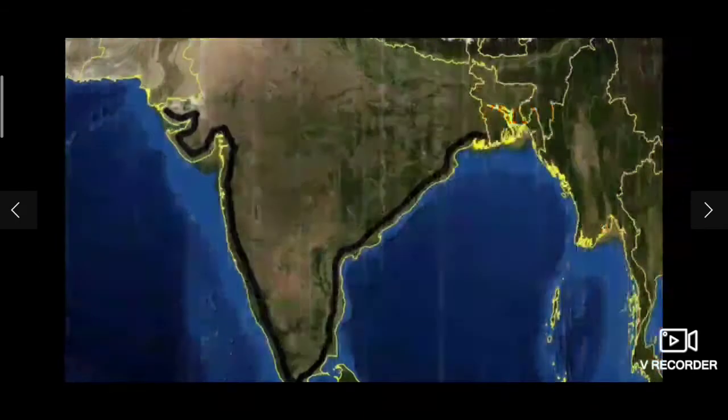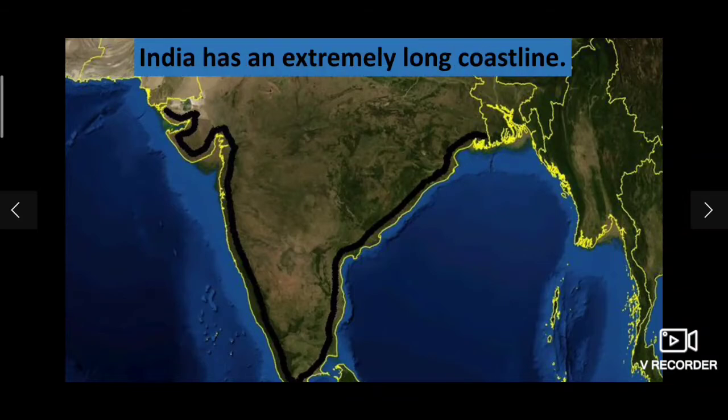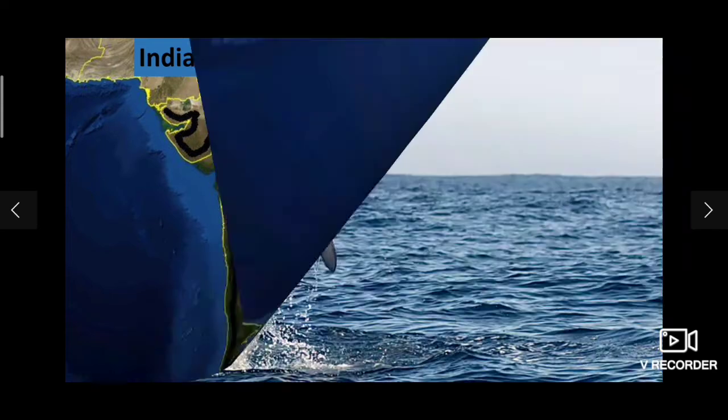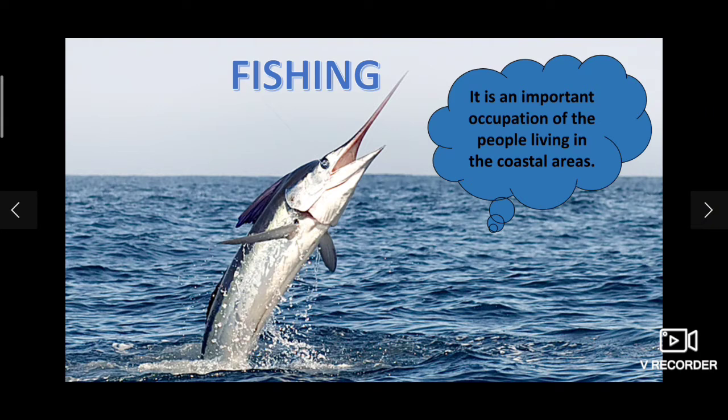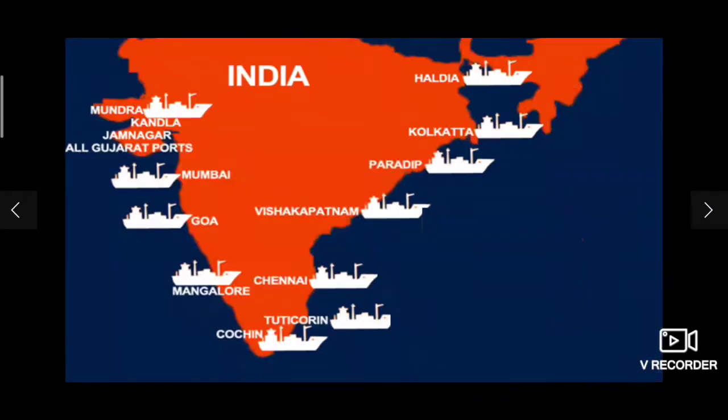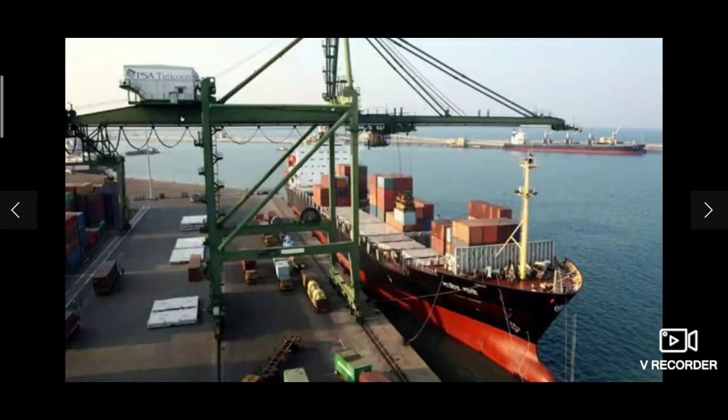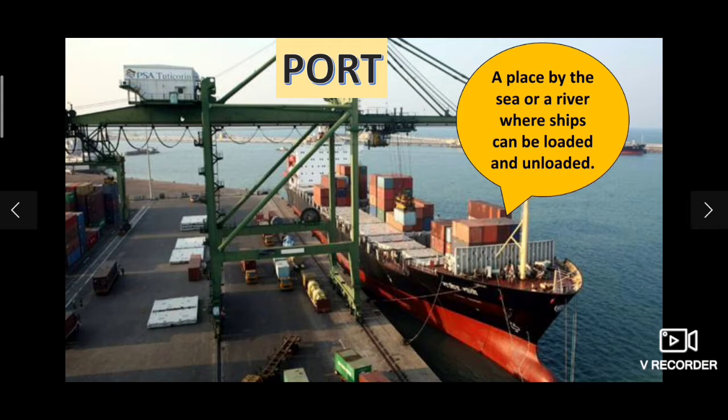India is blessed with a very long coastline, and such a coastline is very useful for our country. Fishing is an important occupation of the people living on the coast. Also, many seaports have been developed along the coast. You know what is a port? It is a place by the sea or a river where ships can be loaded and unloaded.